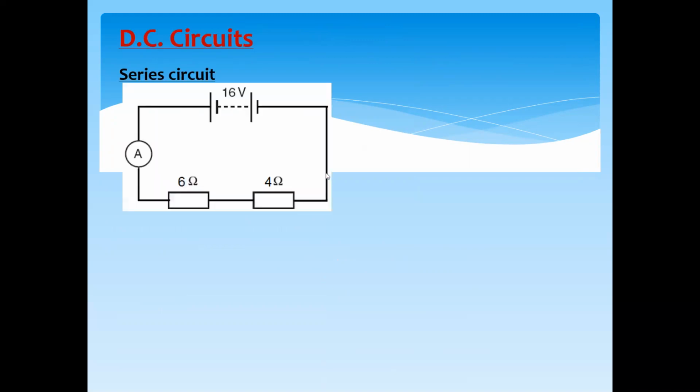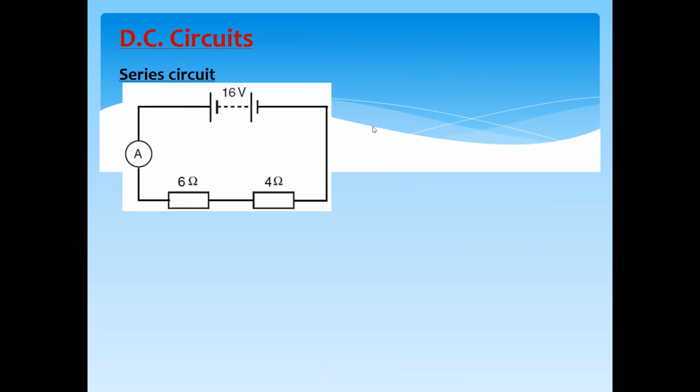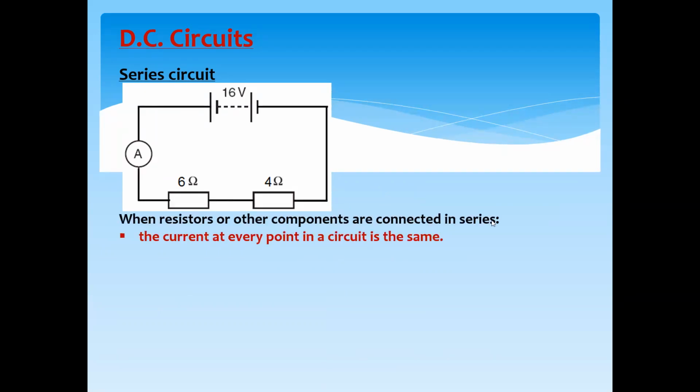DC circuits can be series circuits or parallel circuits. Series circuit means there is only one way for the charges to flow, and in parallel there are multiple ways. So when resistors or other components are connected in series, the current at every point is the same, or the total current which enters at any point is the same as the total current leaving the point.